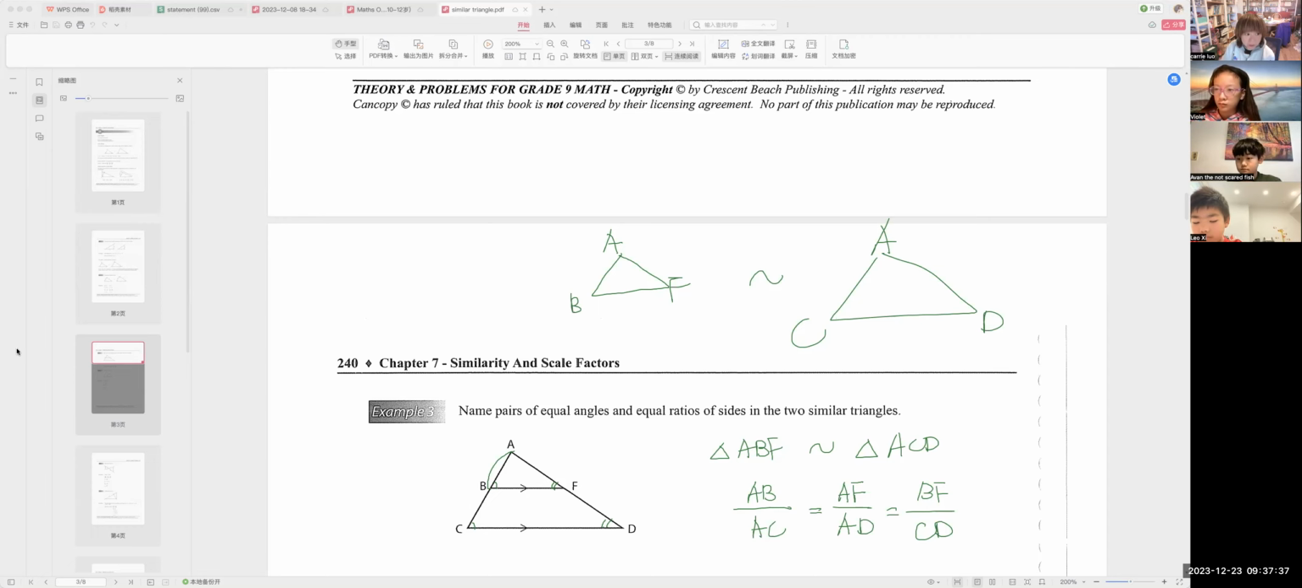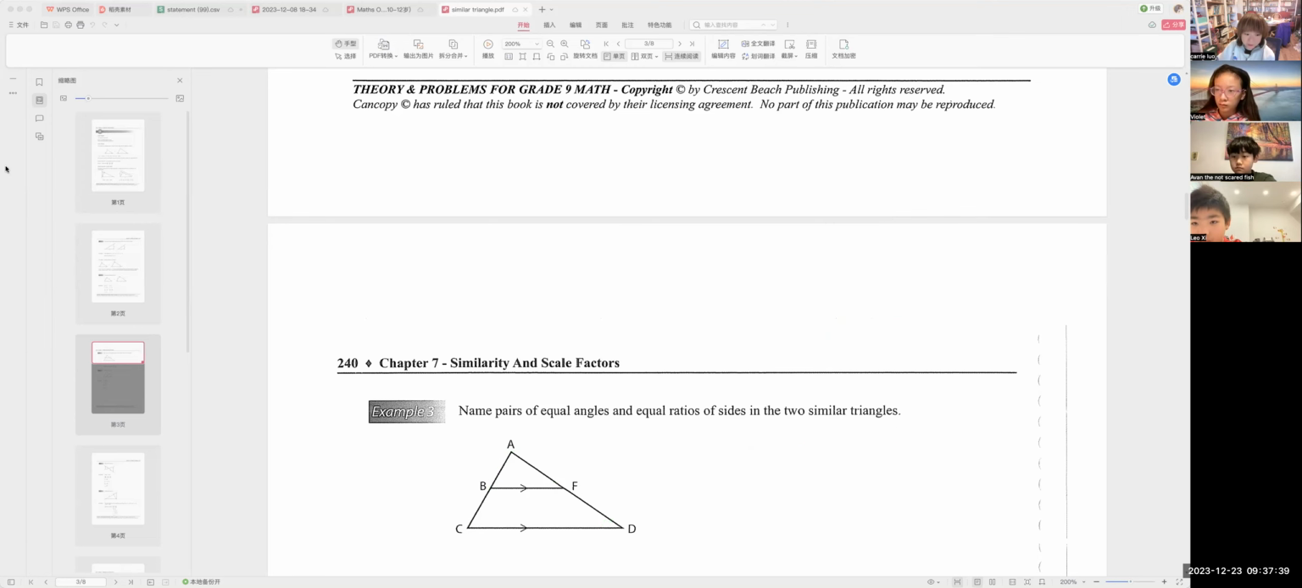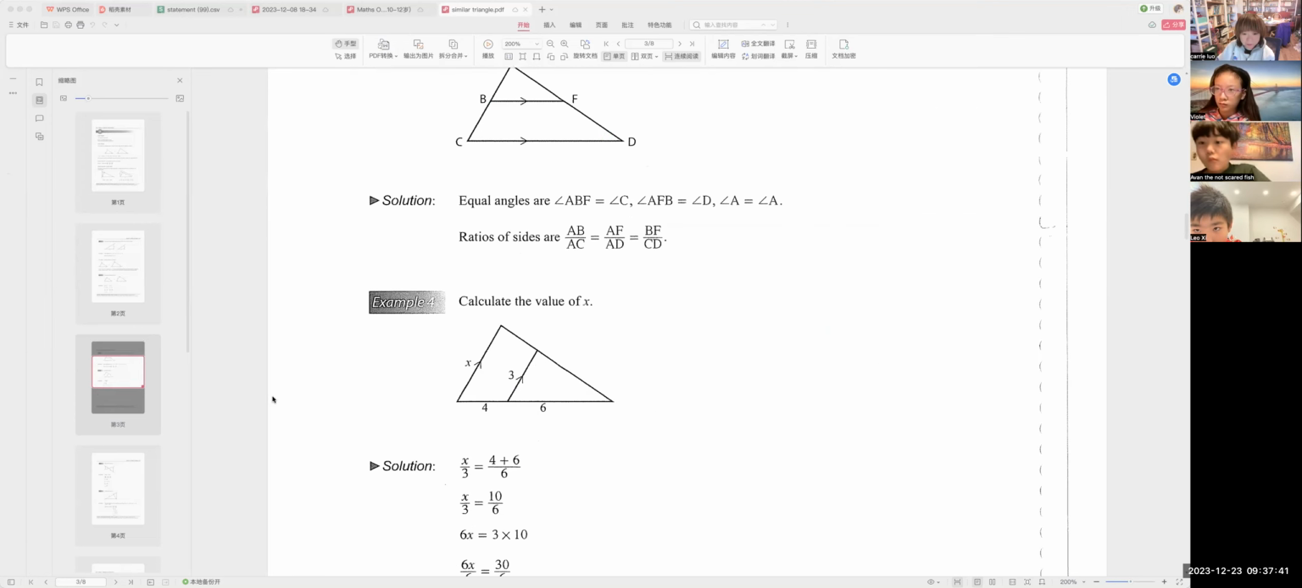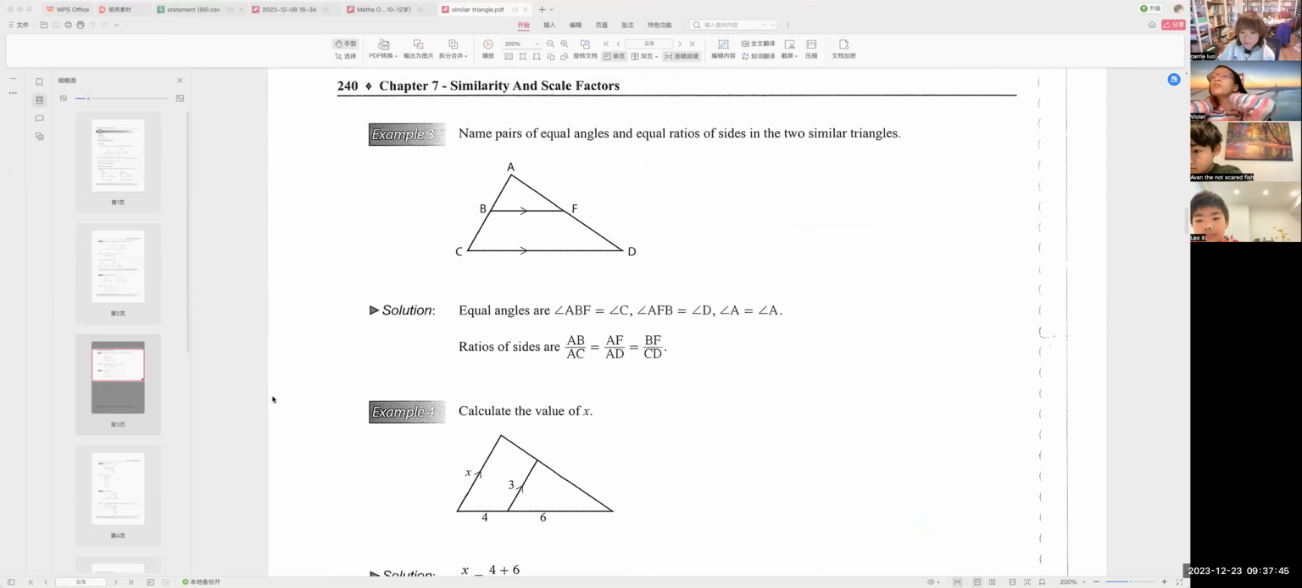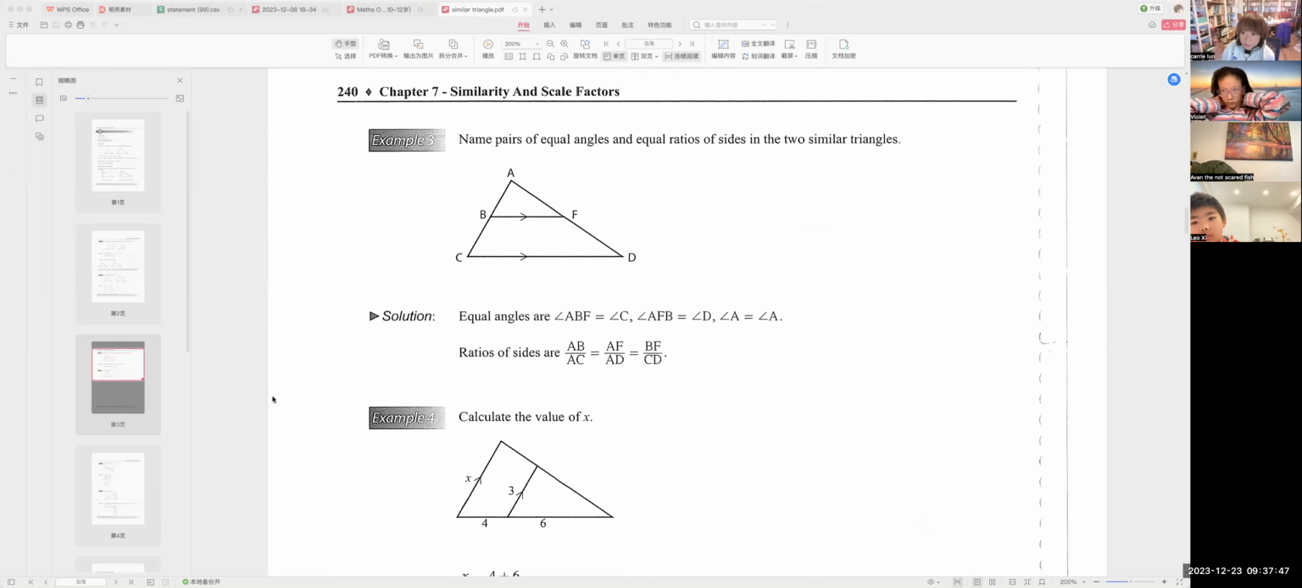Okay, when you copy it down, let's take a look at a question below. Calculate the value of x. Please take a look at this one. I'll give you some time to try to do it. If you can't, I can help you later.